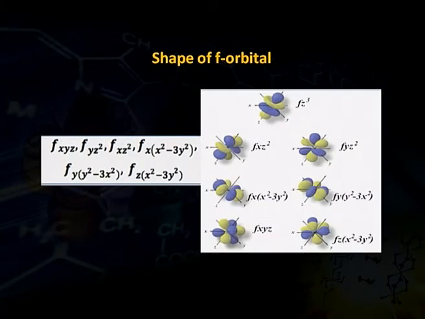This is the shape of the f orbitals: fxyz, fyz square, fxz square, fx(x square minus 3y square), fy(y square minus 3x square) and fz(x square minus 3y square). So, this is the 3-dimensional structure of the f orbitals.